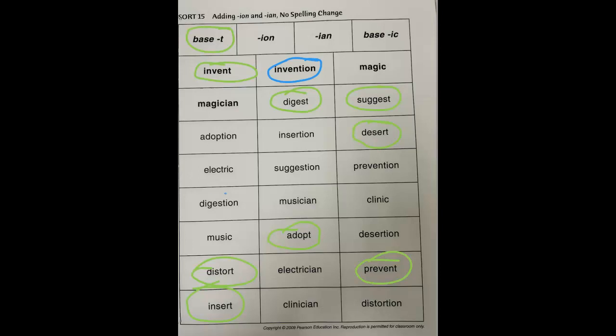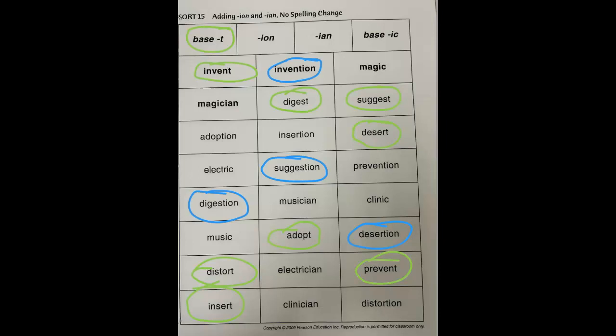Digest, digestion. Oh, it made the sh sound again. Suggest, suggestion. Desert, desertion. If you desert somewhere, you leave, you go away. So if a place has shown desertion, no one lives there, everyone's gone.